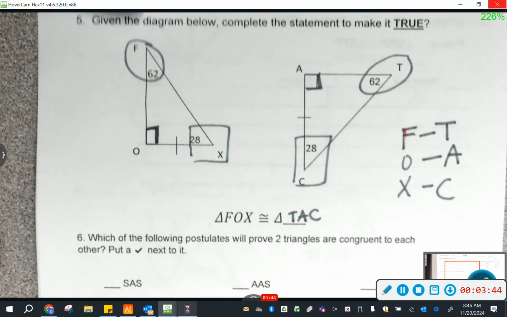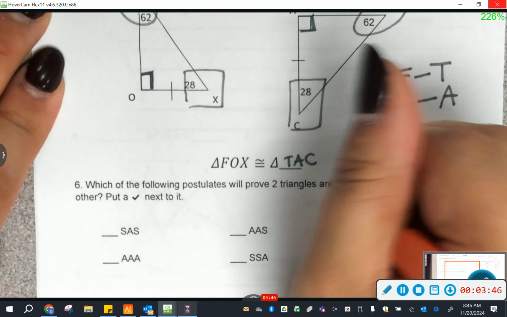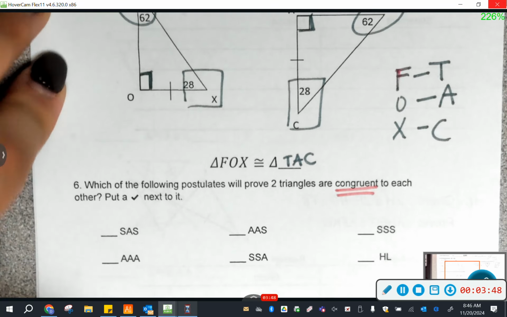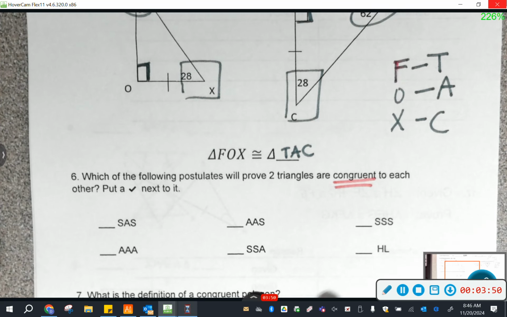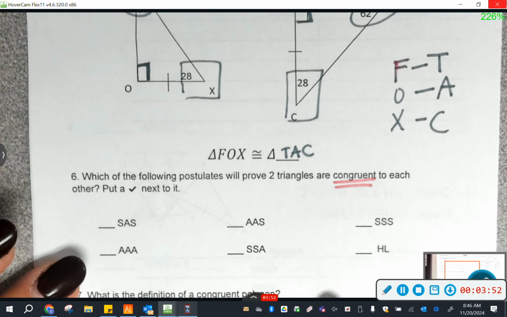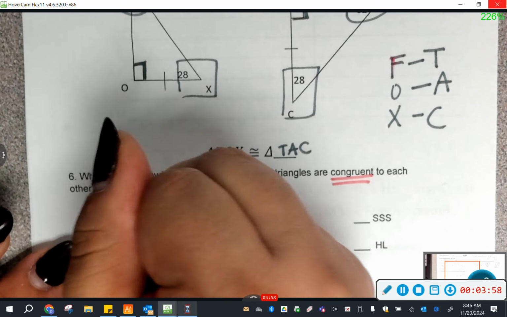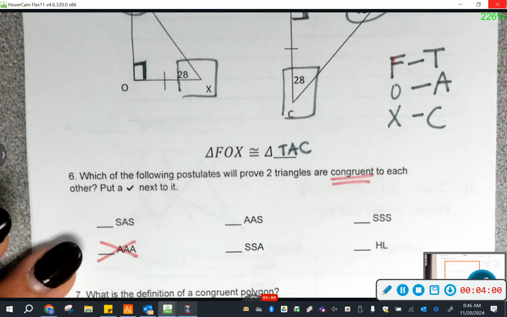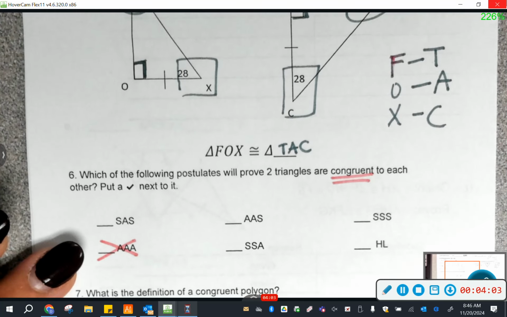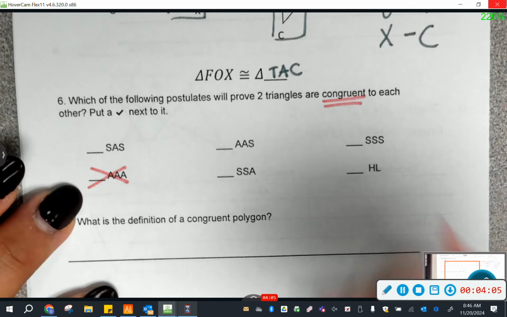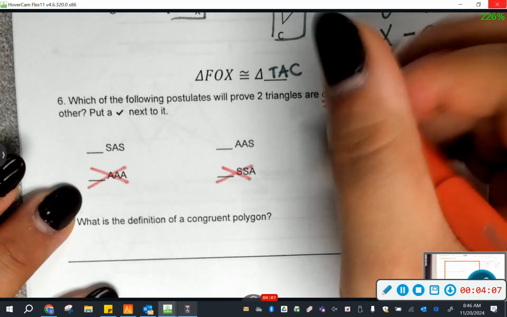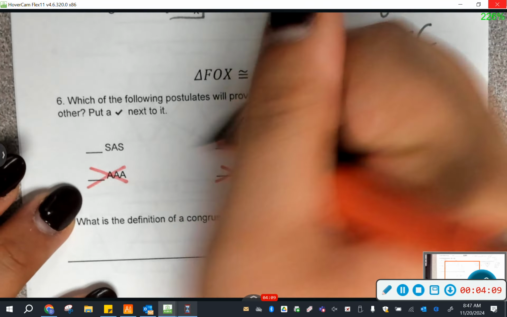Which of the following are congruent? Well, let's talk about which ones are not congruent real quick. Which ones are not congruent? Triple A, so I'm going to put an X on triple A. And the bad word. Where is the bad word? Right next to it. And what about all the others? They're congruent.